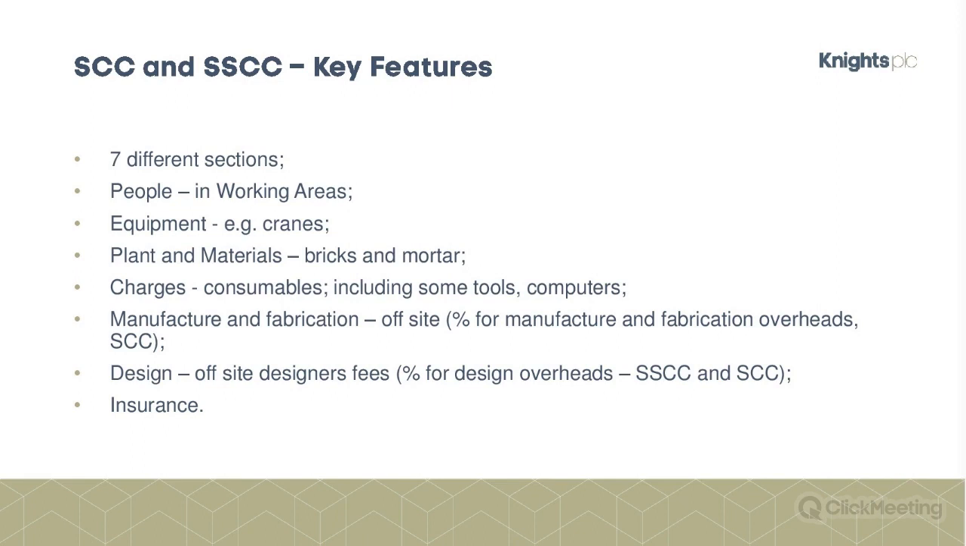The other one is charges, which is a bit of a funny one. It's basically consumables, so electricity, water, etc. It also includes some small elements of what you would typically categorise as equipment. So it includes a lot of the kit that goes into your site cabins, although your site cabins are actually part of the equipment, and, as it says there, it includes some small tools as well. So that's it at high level.